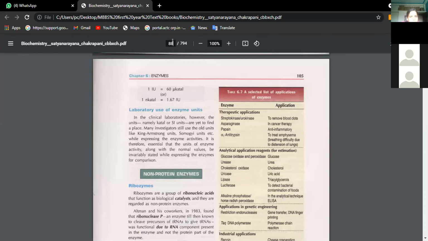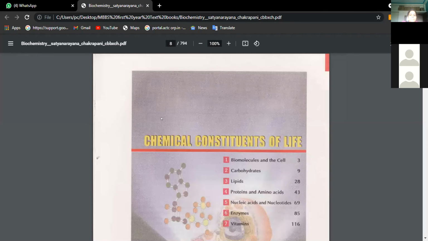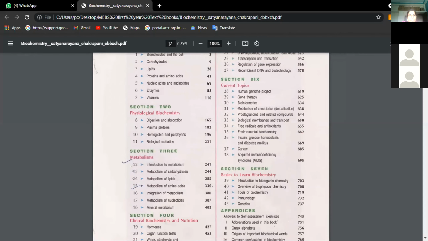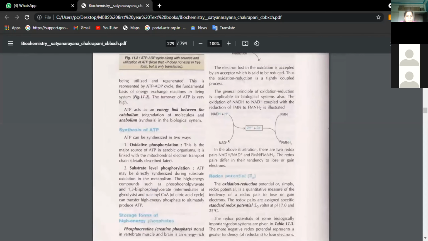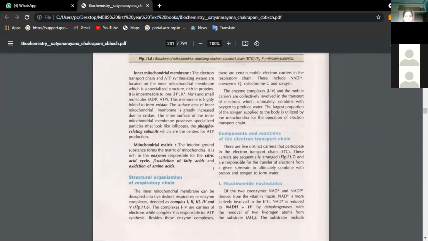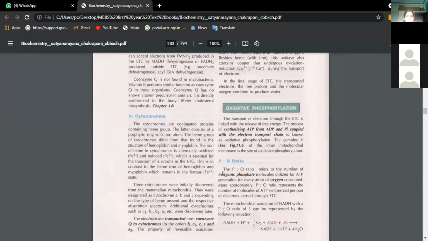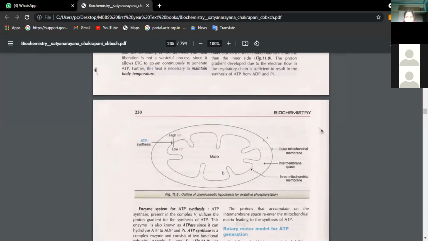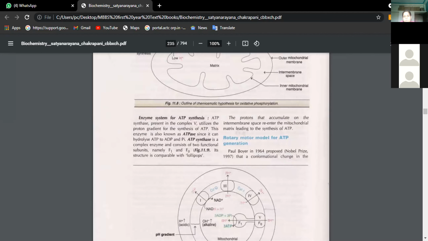We have done the chemiosmotic hypothesis, right? Similarly, this is what you are sharing, right? Rohita?